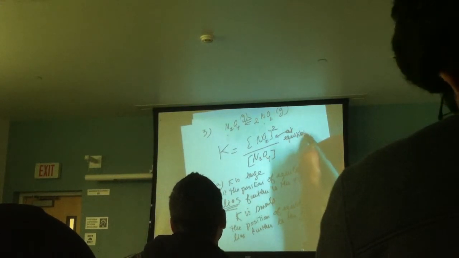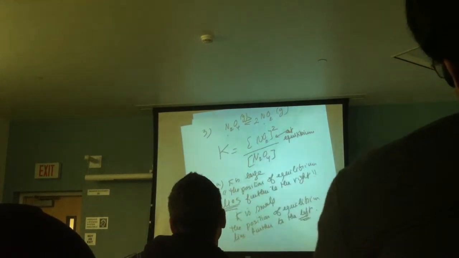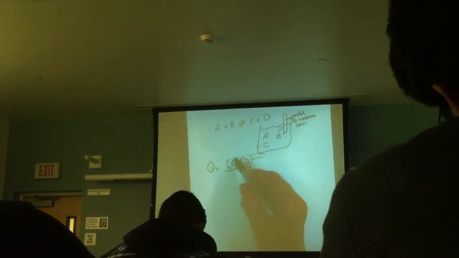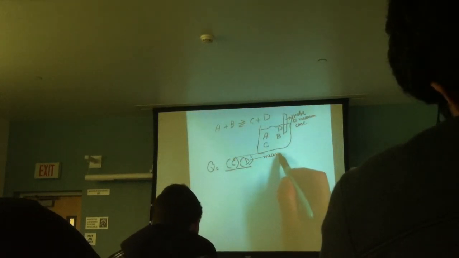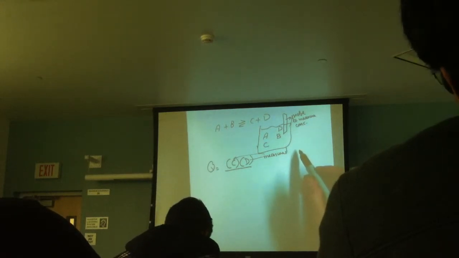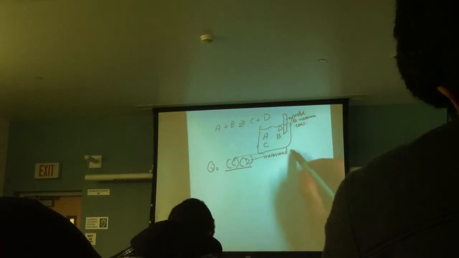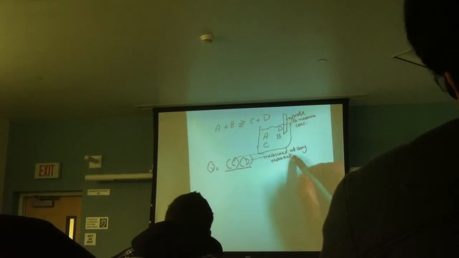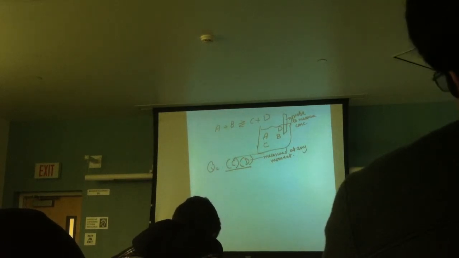What's the difference between K and Q? K means you're measuring it after it's settled at equilibrium. Q means you're measuring the concentration at any moment. It could be equilibrium or maybe not at equilibrium yet. Concentration measured at any moment. We do not know if it reached equilibrium or not. And we want to find out, is it at equilibrium or is it on its way to equilibrium?